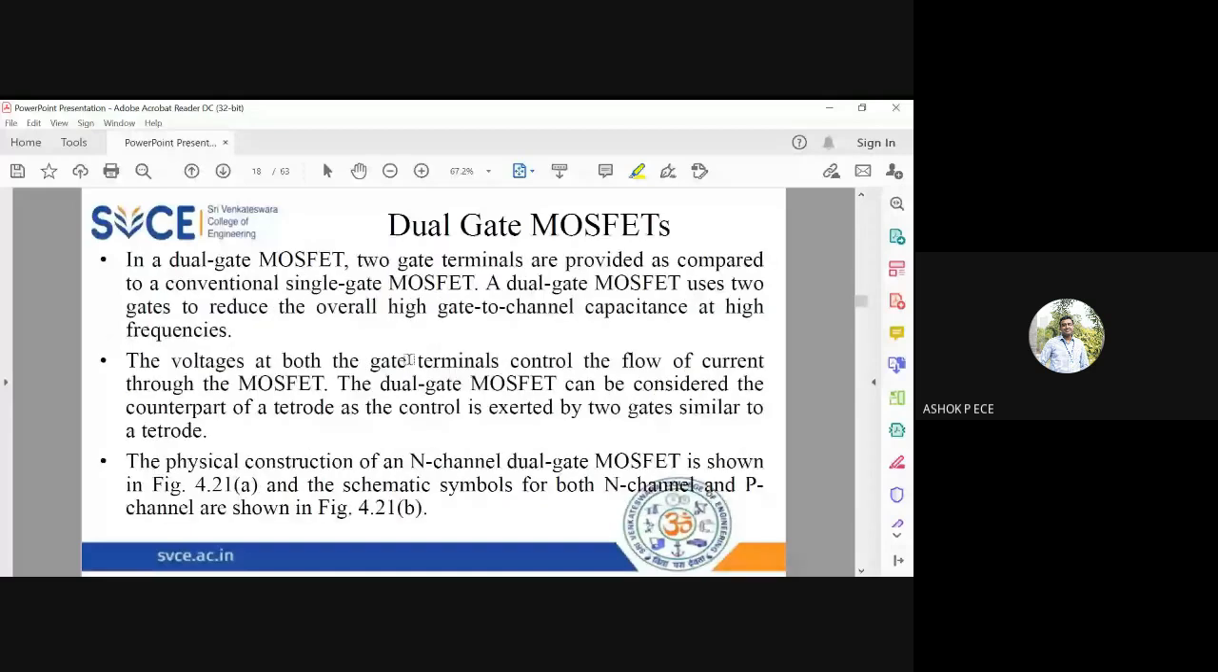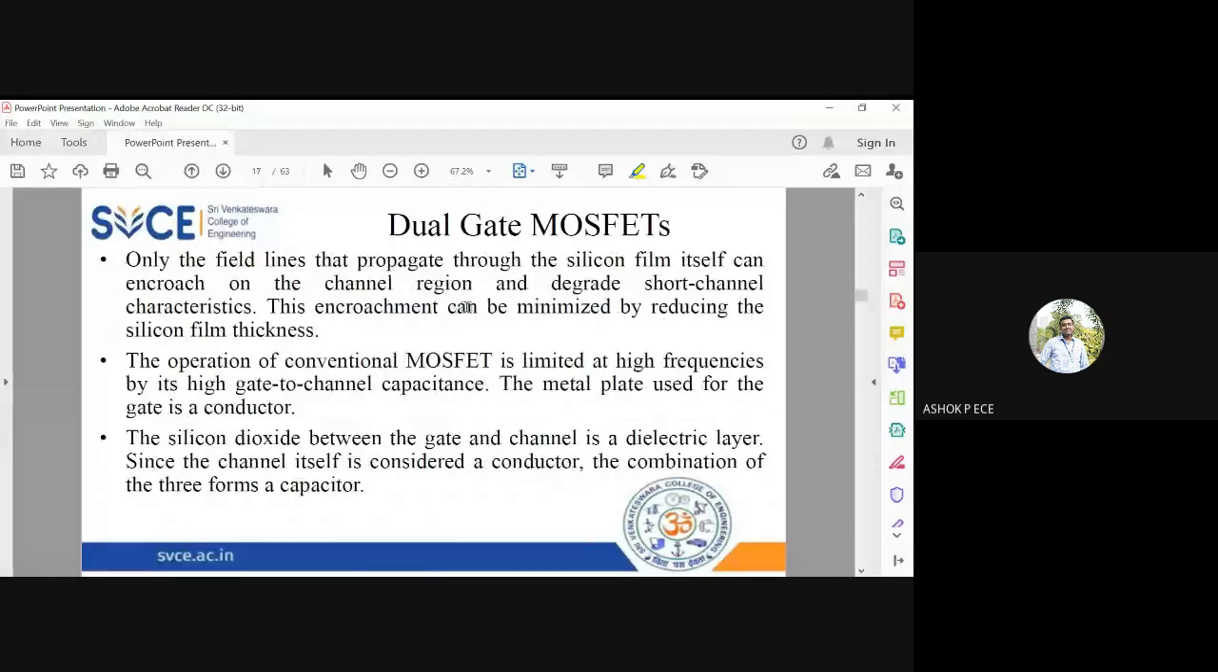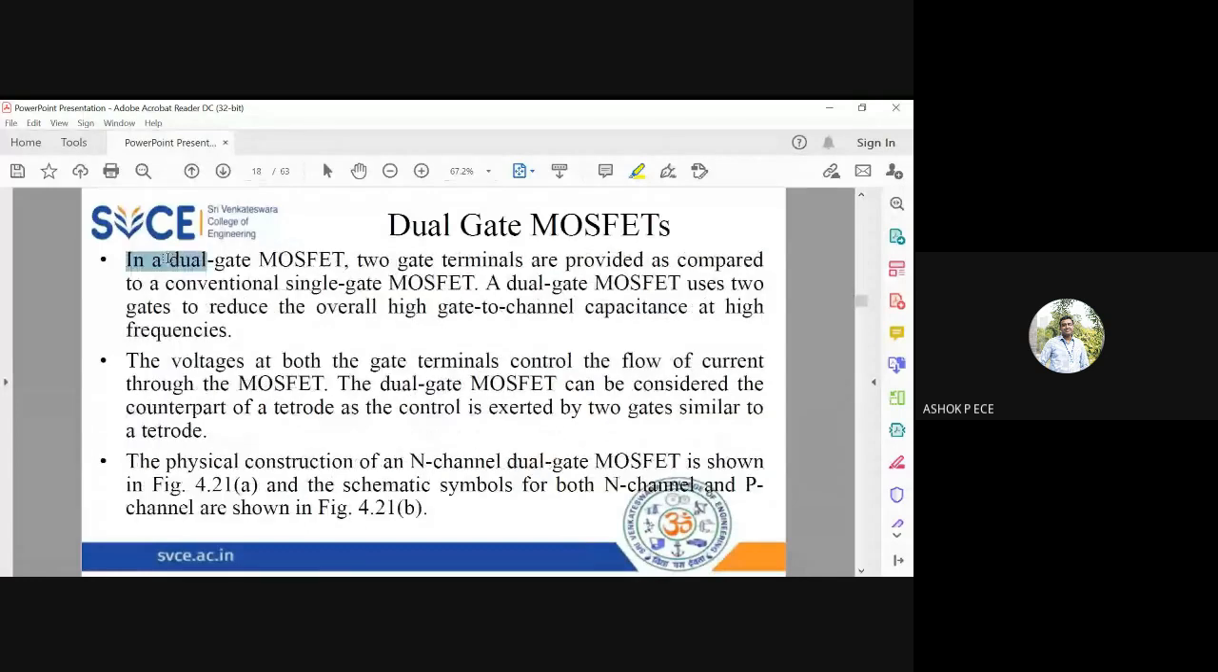Devices. And now we are going to see how the dual gate MOSFET is fabricated. In a dual gate MOSFET, as the name indicates, you have two gate terminals, compared to a conventional MOSFET, where you have only one gate. Why am I going to use two gate terminals? To reduce my overall gate capacitance at high frequency. We know that the CG is going to play a troublesome role at high frequency.